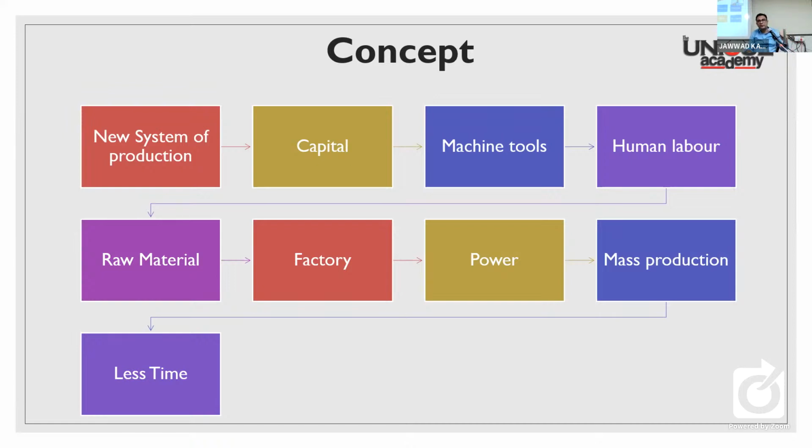So what is industrial revolution? A new system of production in which capital, machine tools, I want to hear you guys. Machine tools, human labor, raw material brought in one place called as factory, connected with power, okay, for mass production in less time. Got this idea? This is industrial revolution.